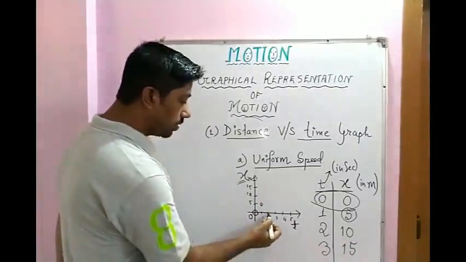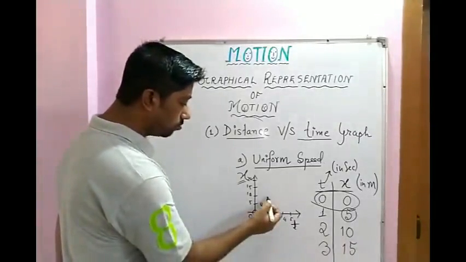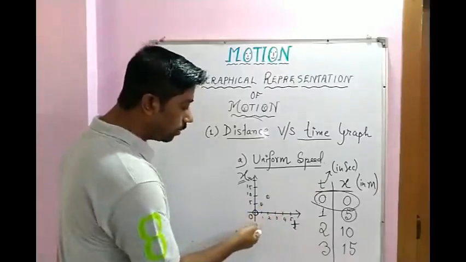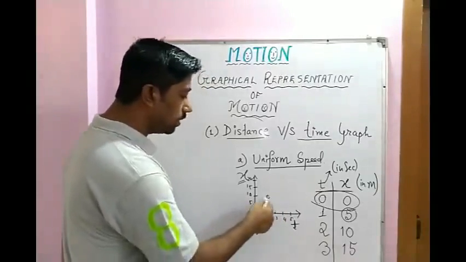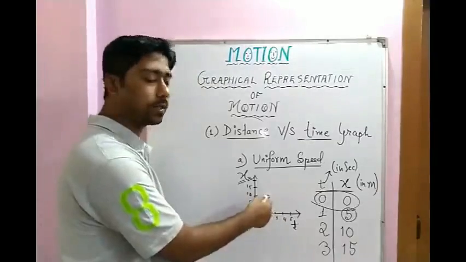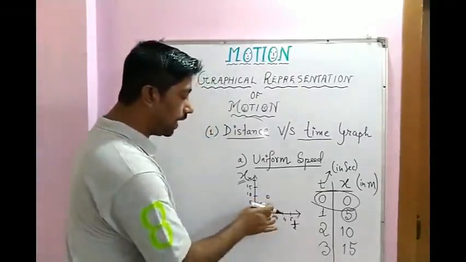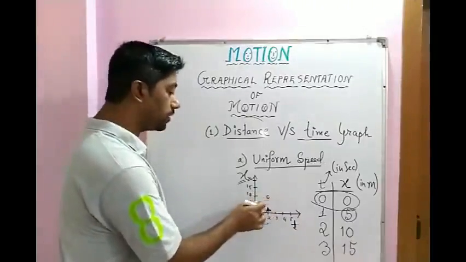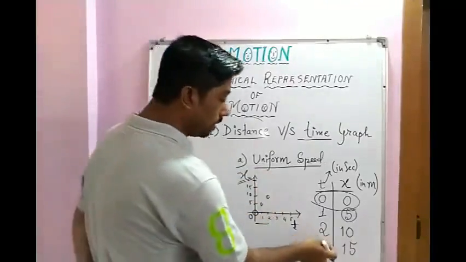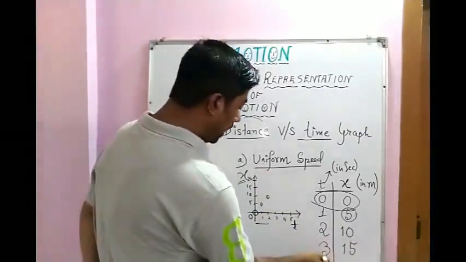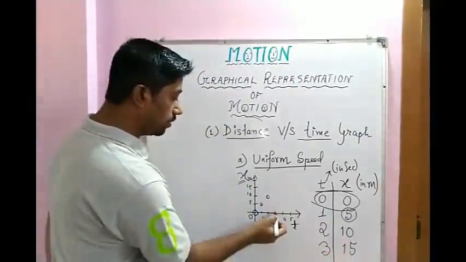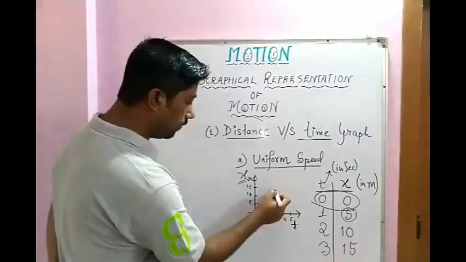For 2 seconds you have to find 10. t equal to 2 seconds, 10 meter in upwards direction. Once again, t equal to 2 seconds, you find 2 here and then 10, go upwards. Why upwards? Because this is the distance axis. At t equal to 3 seconds, you have 15. So here is 3, you go for 15 here.